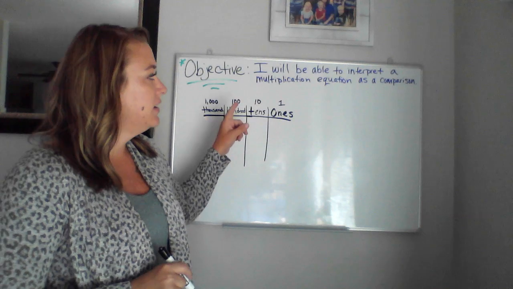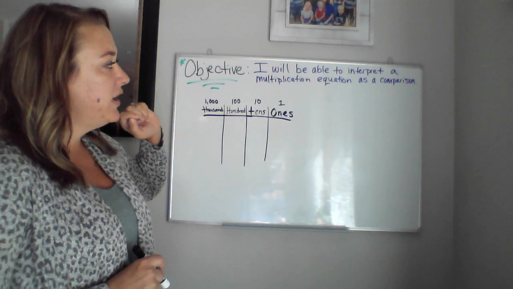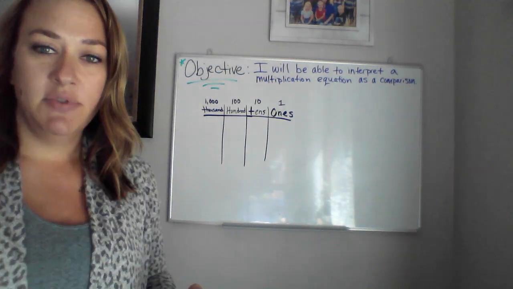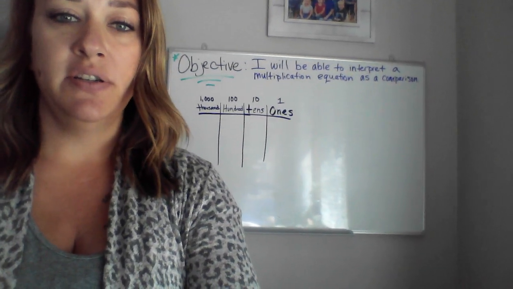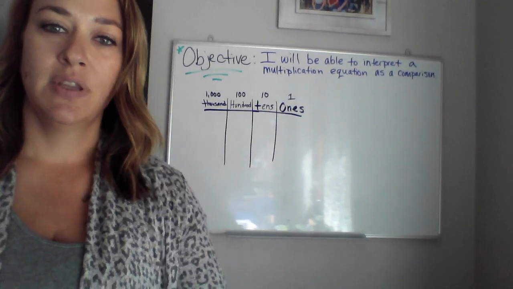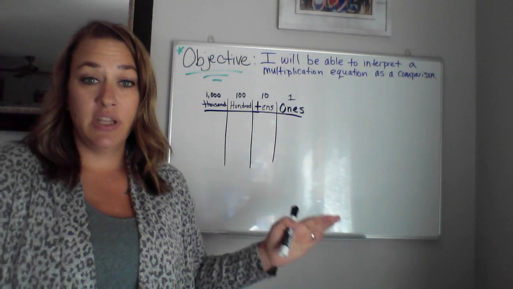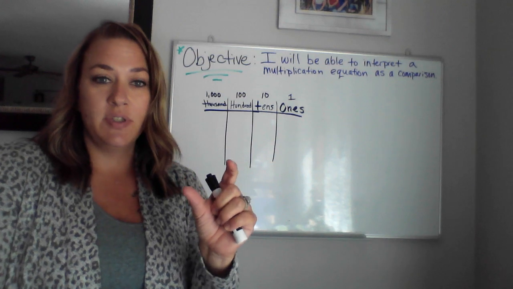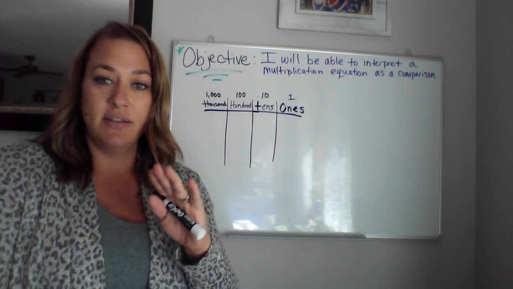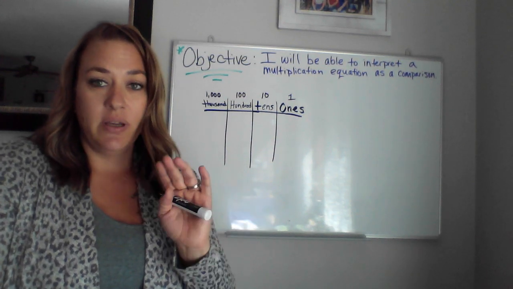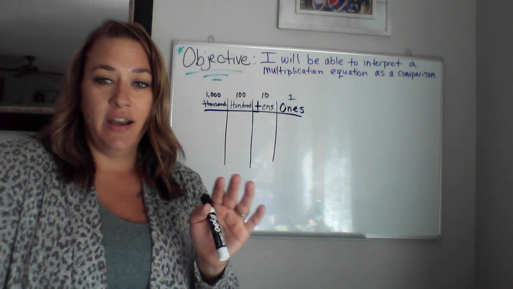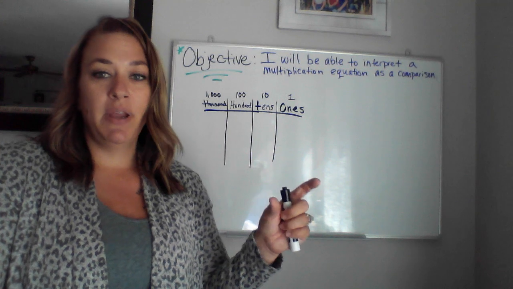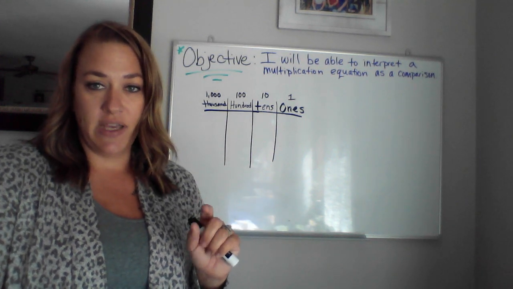So our objective: I will be able to interpret a multiplication equation as a comparison. Interpret means that we are going to understand the multiplication equation. We're going to understand that if we have an equal sign, that's telling us that both sides are equal, but we are comparing those. So if I had 10 times 5 is equal to 10, then we are comparing those two sides, okay?